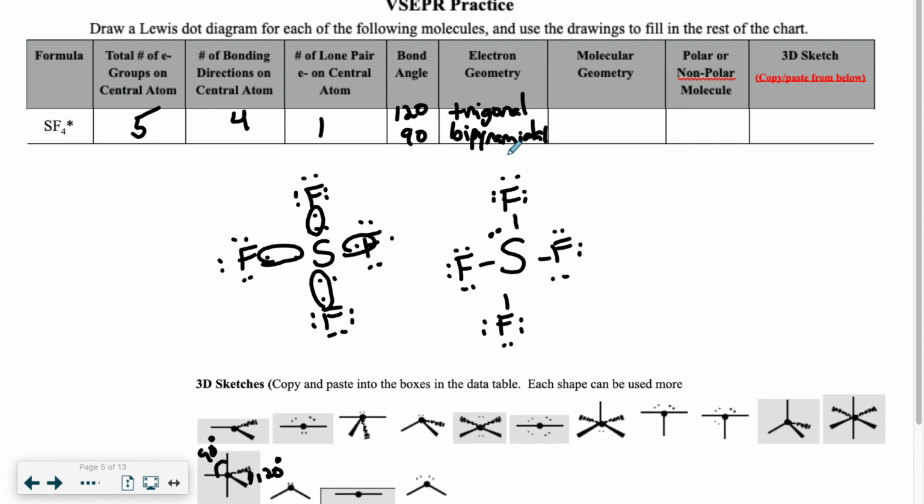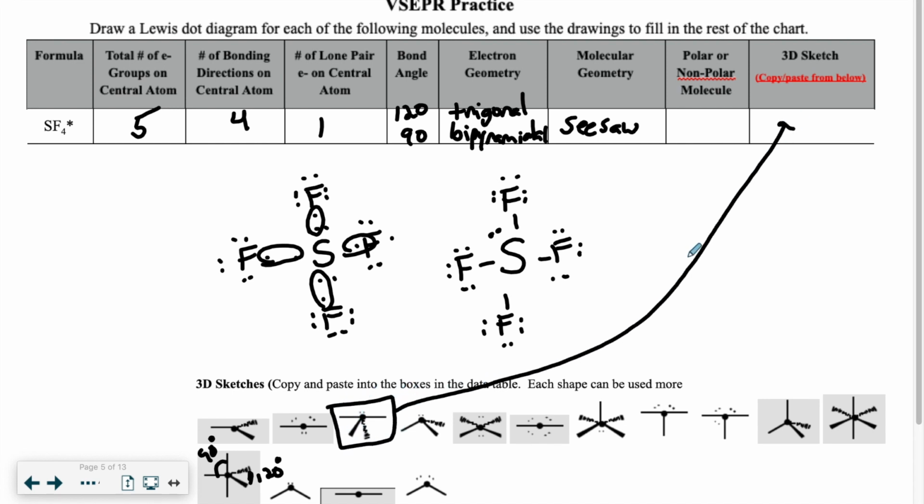All right, for our molecular geometry, for this one we had 4 and 1, so that's going to be a seesaw shape. And my seesaw shape down here, I should have a lone pair on the top, and then the two bonds going down, so it's going to be this one right here. So that would get copy and pasted.